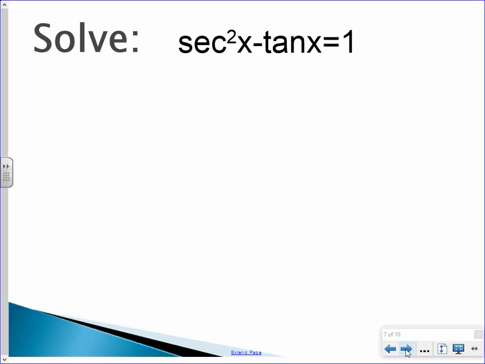And why do you think we should do that? Okay, so the fact that there's secant squared and tangent is kind of awkward. So Gabe suggested to change secant squared to its Pythagorean identity, which is what? Tangent squared plus 1.